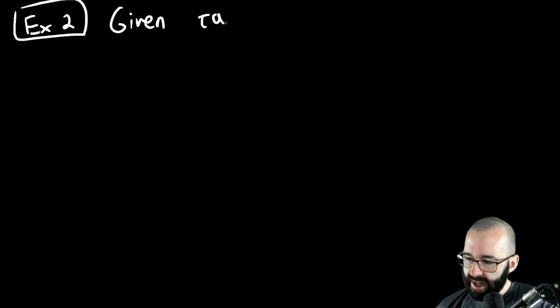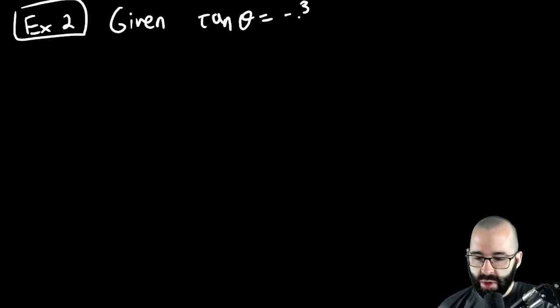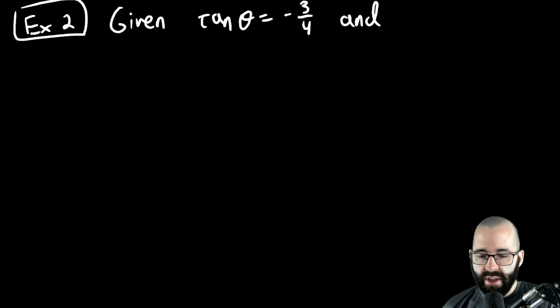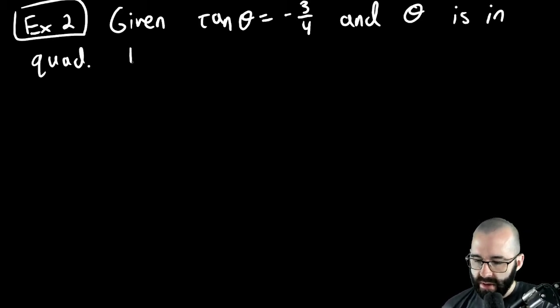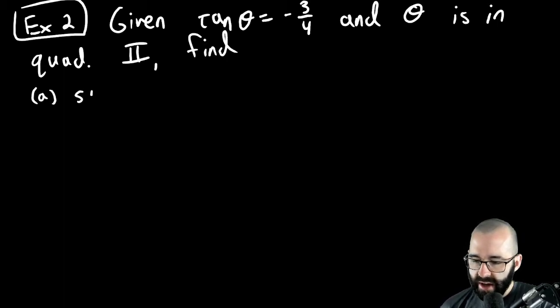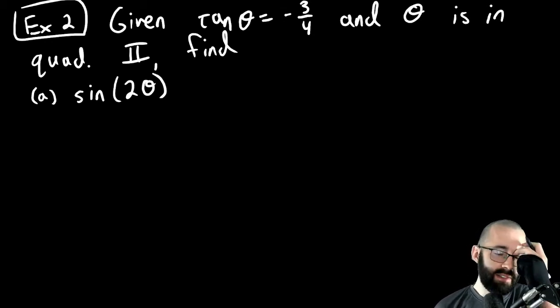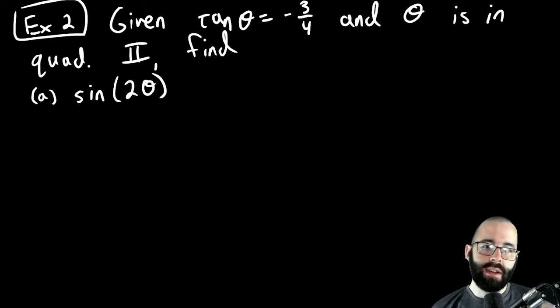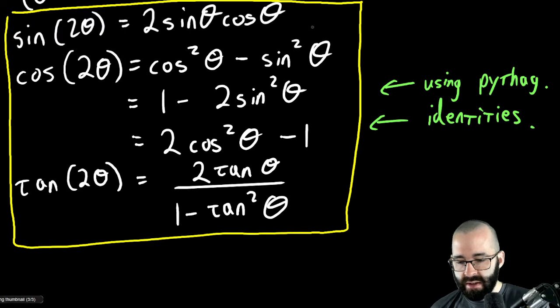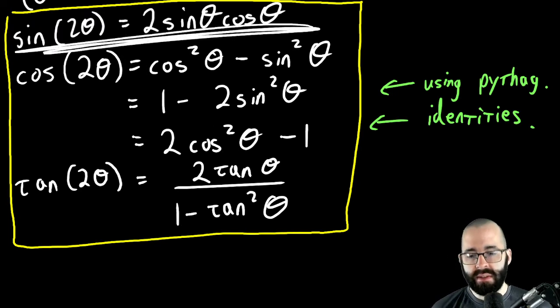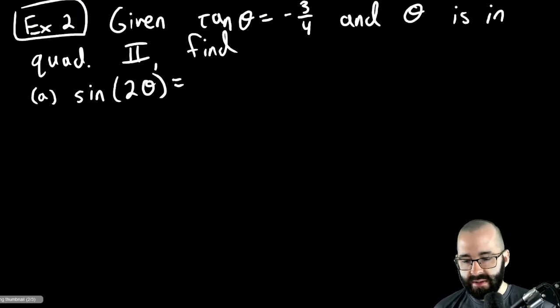Given that tangent of theta is equal to -3/4 and theta is in quadrant 2, find the following. Part A, find what the sine of double that angle is. All this is just using the formula and then using chapter 7. Okay? So the formula, what is sine of 2 theta? There's only one choice here. 2 sine theta cosine theta.